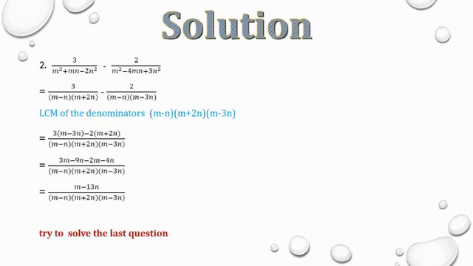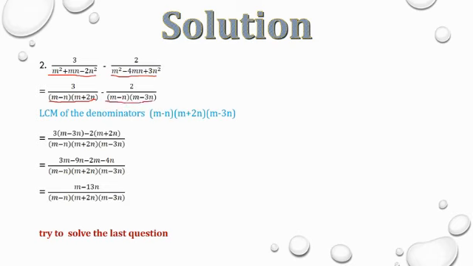So moving on to number 2, we've got the fraction 3 over m² + mn - 2m² minus 2 over m² - 4mn + 3n². So in this case, both our denominators are quadratic expressions, so we just factorize them the quadratic way. On the first fraction, our denominator will now be (m - n)(m + 2n), and on the other side, that will be (m - n)(m - 3n).